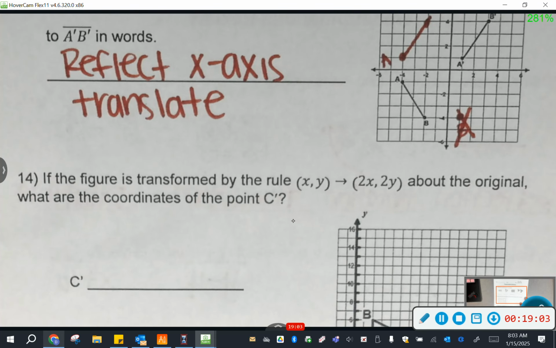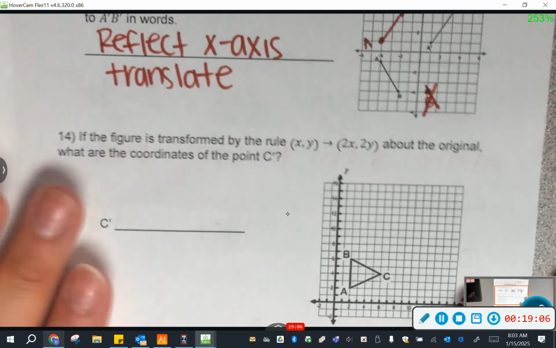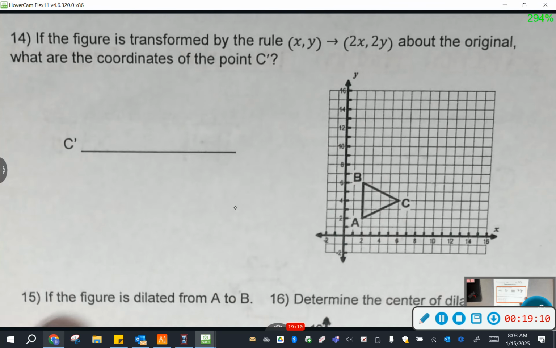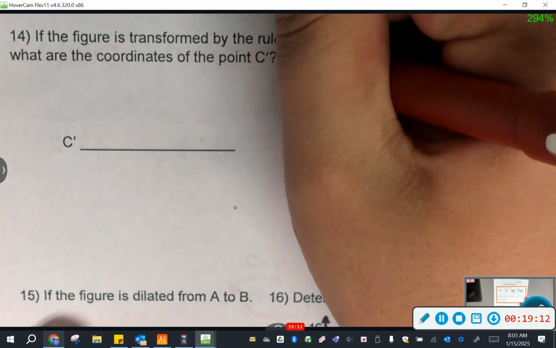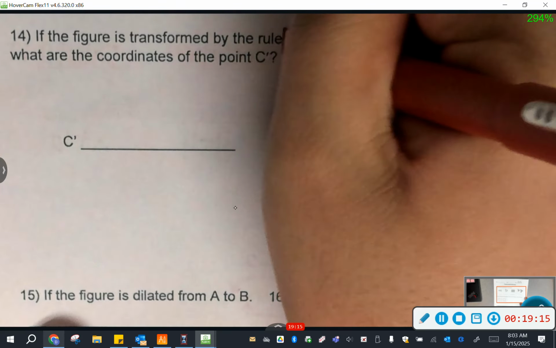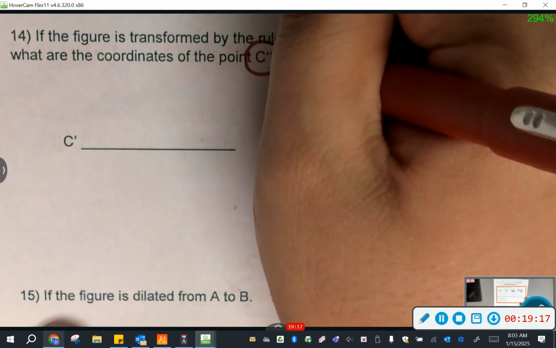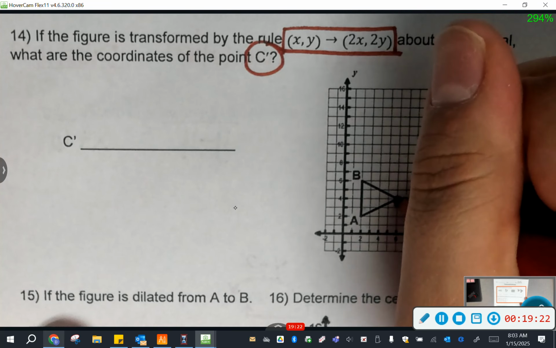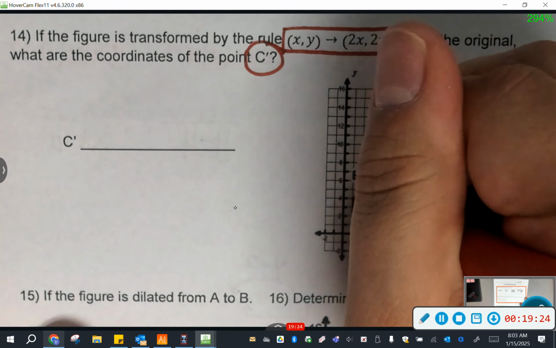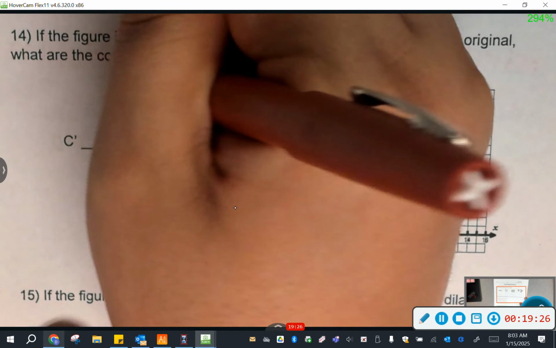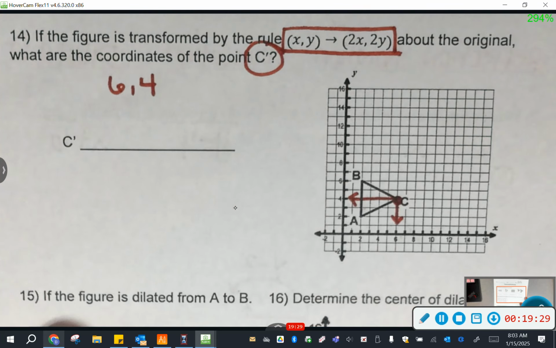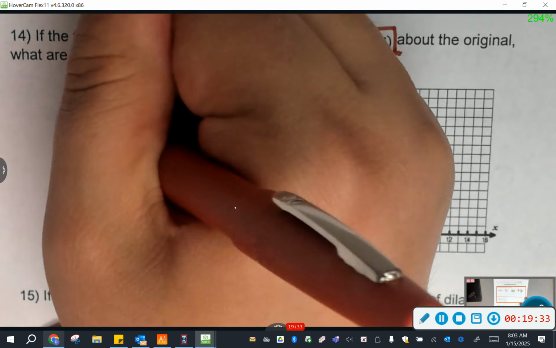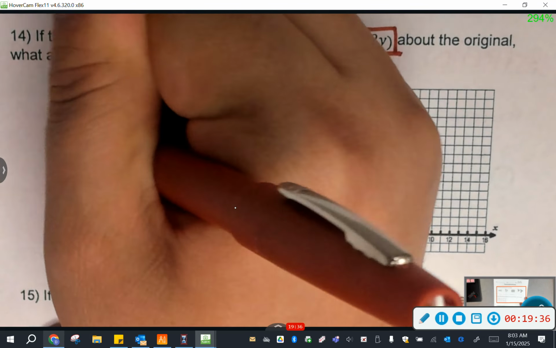14. This was yesterday's warm-up. Again, don't worry about 13. If you didn't write it, it's fine. Yesterday's warm-up: if the figure is transformed by this rule right here, what are the coordinates of C prime? Well, where is C right now? It's at 6, 4. What does this rule want me to do to 6, 4? Multiply it by 2, it's going to become 12, 8.